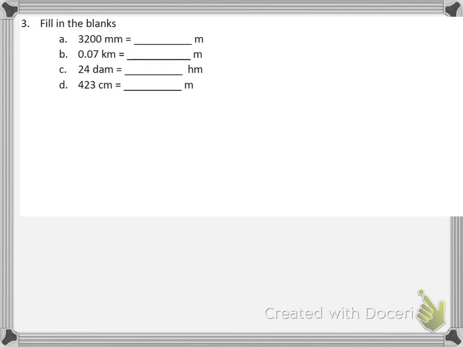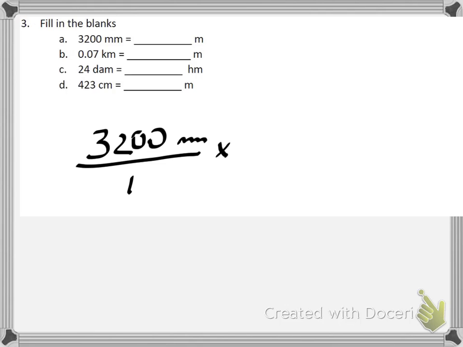Okay, for number 3, we simply are converting from one measure to another. There are two ways we can do this. The first way, we can actually set this up. So for A, we have 3,200 millimeters, and we're going to go ahead and go to meters. So millimeters to meters, and millimeters on the bottom to cancel.